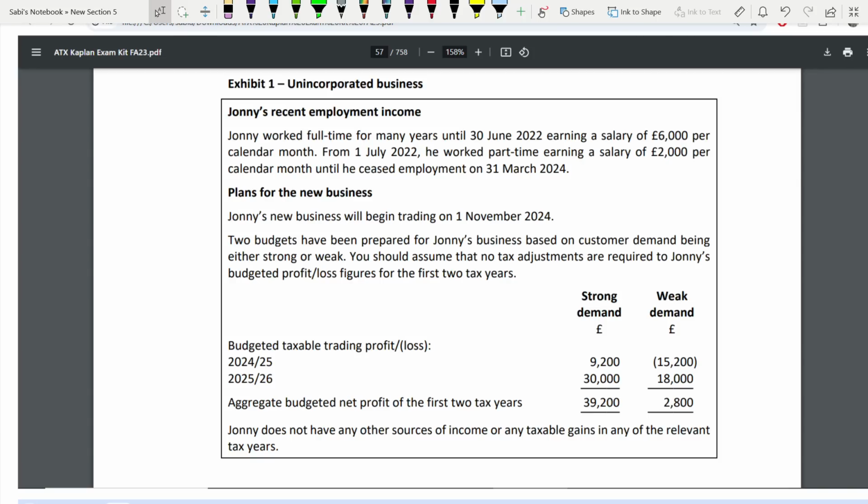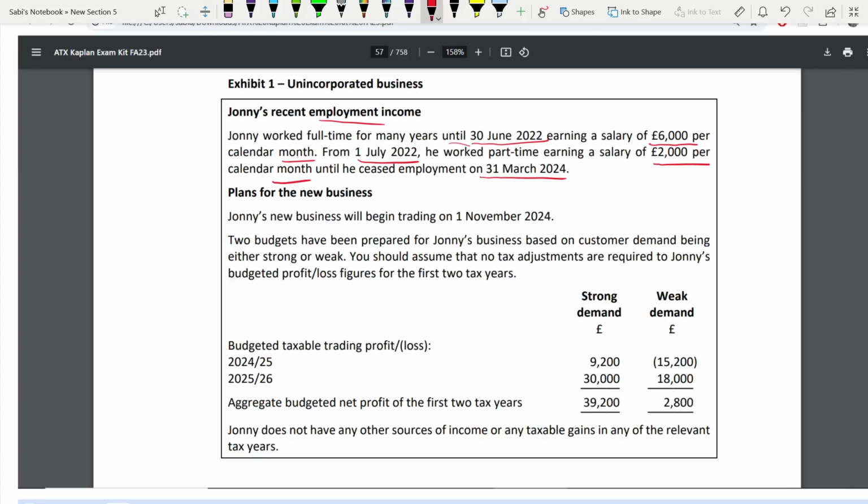He's working full time until 30th June 2022, earning a salary of 6,000 per month until then. From 1st July 2022, he's earning a salary of 2,000 per month, until he ceased the employment on 31st March 2024. Now, plan for new business. This is recent employment income, salary.